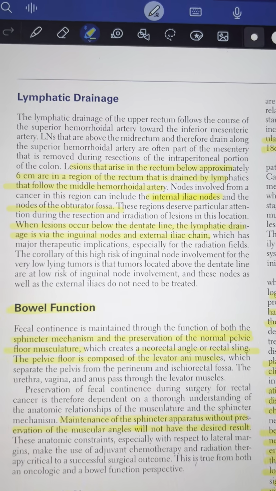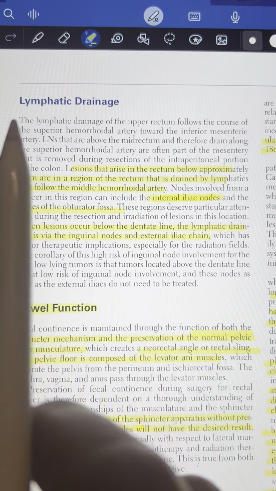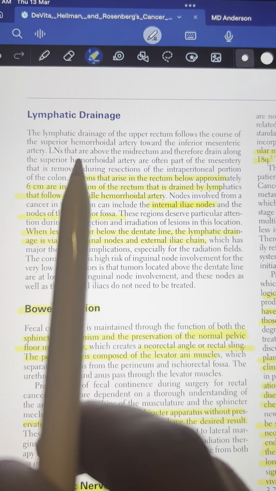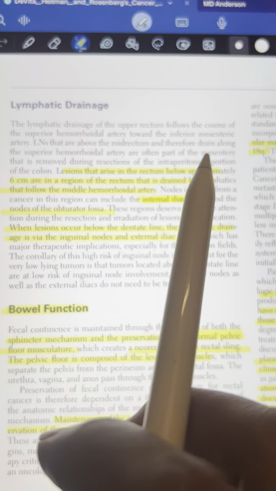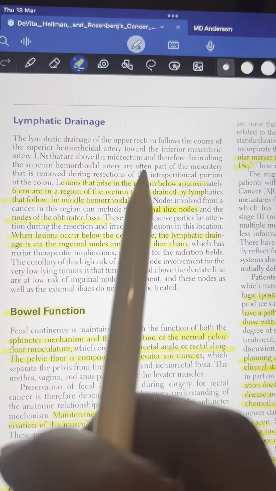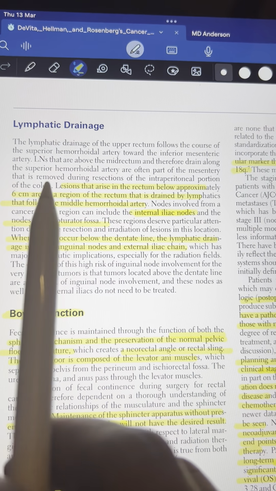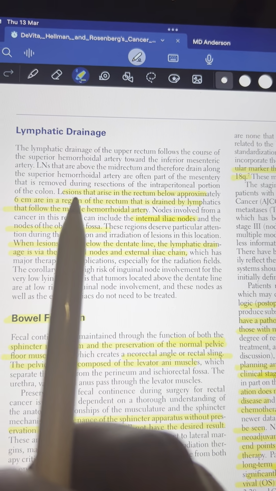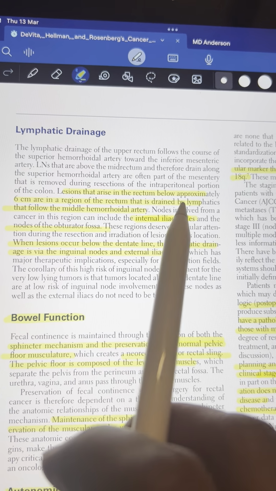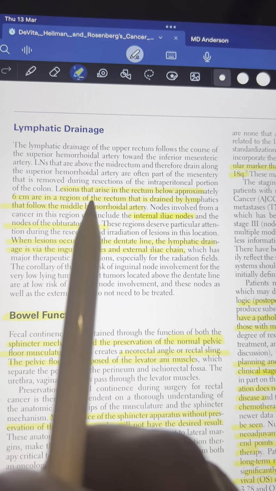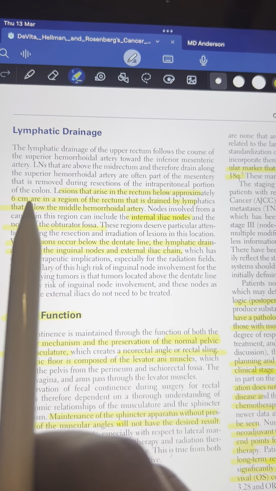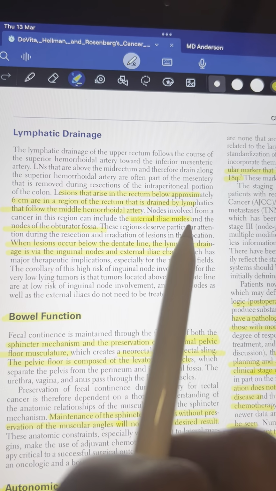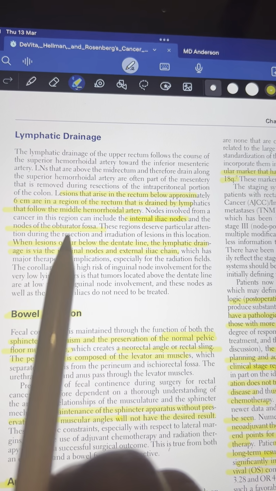What is the lymphatic drainage of the rectum? Lymphatic drainage of the rectum follows the course of the superior hemorrhoidal artery towards the inferior mesenteric artery. The lymph nodes above the mid rectum therefore drain along the superior hemorrhoidal artery, which are often part of the mesentery that is removed during resection of the intraperitoneal portion of the colon. Lesions that arise in the rectum below approximately 6 cm are in a region drained by lymphatics that follow the middle hemorrhoidal artery, and the nodes involved in cancer in this region include the internal iliac nodes and the nodes of the obturator fossa.